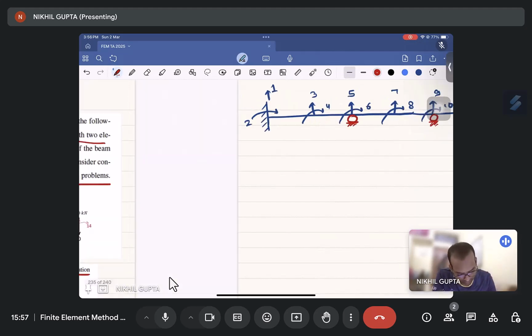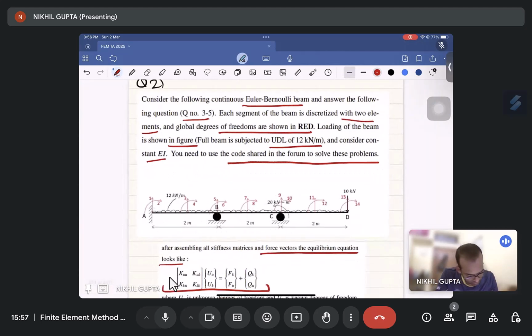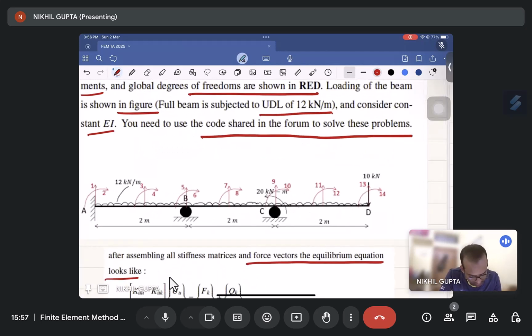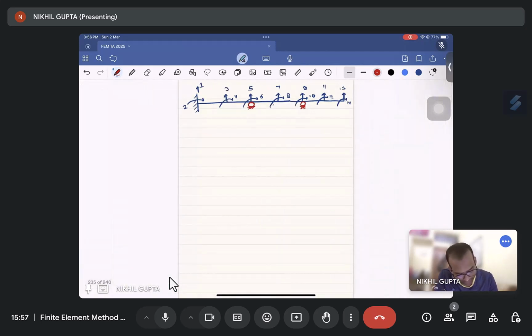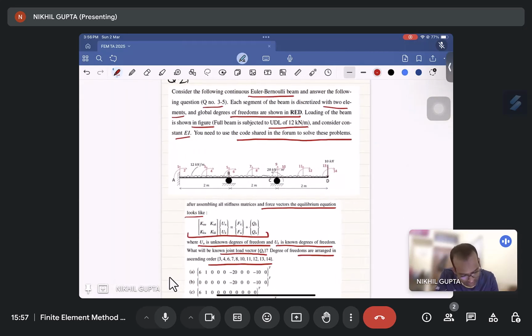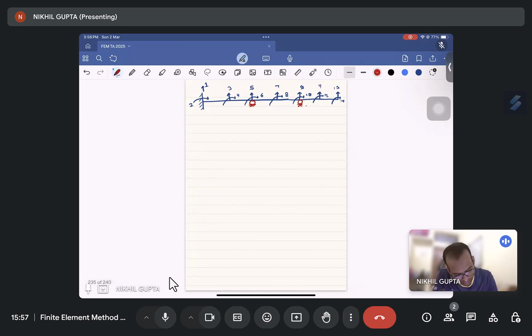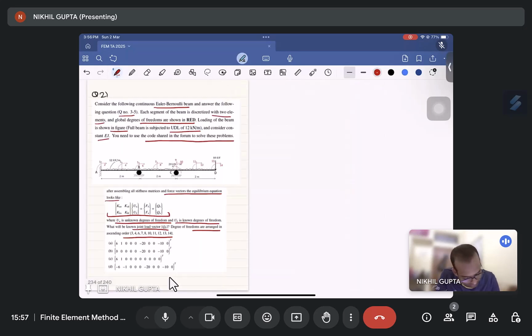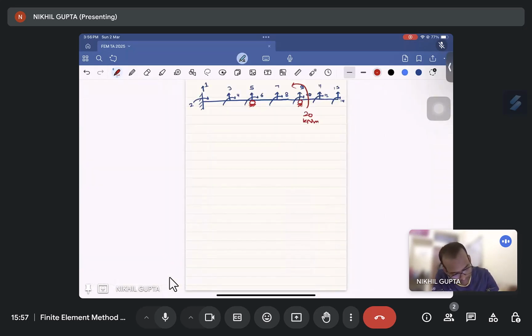And the loading, if you see, one loading I can see at C of moment. C means A, B, C, which means the ninth and 10th. So one loading will come here as 20 kilonewton meter, and one at the end which is 10 kilonewton. Okay, so these are two loadings. Now let's start solving the question.